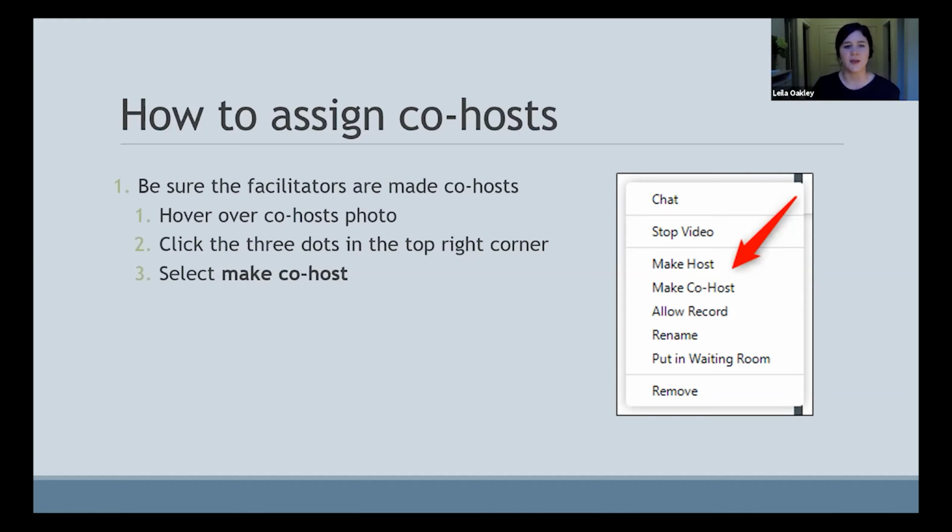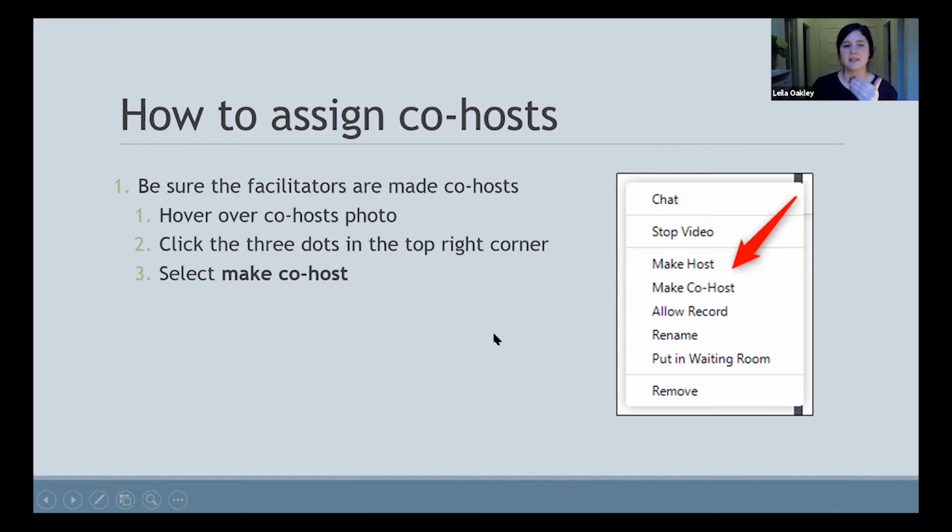In order to do that, when you're on that display screen that I showed you at the very beginning, you'll see the faces of your 1 or 2 other co-hosts. You'll hover the mouse over their face, and in the top right-hand corner of their face, there's 3 dots. When you click those 3 dots, this is what will pop up. You could send them a chat, stop their video, make them a host, and you're going to want to make them a co-host. So it's as simple as clicking make co-host.